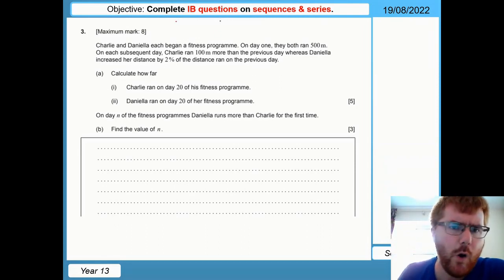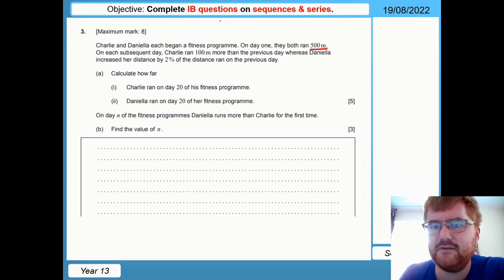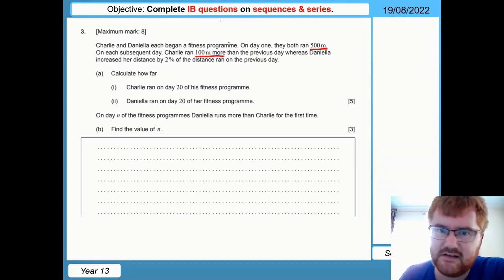Okay, on to the next question here, question 3. I think this is a paper 1 question. So Charlie and Danielle have each begun a fitness program, and on day 1 they both ran 500 meters. On each subsequent day, so the day afterwards, Charlie ran 100 meters more than the previous day. Okay, so that's going to be an arithmetic sequence or series, whereas Danielle increases her distance by 2% each time of the distance ran the previous day. That's going to be geometric. And now we need to find out how far they both run on day 20 of the program.